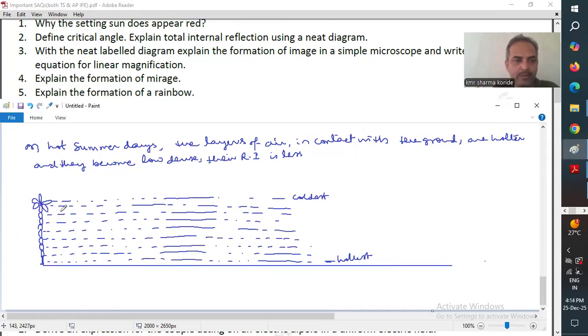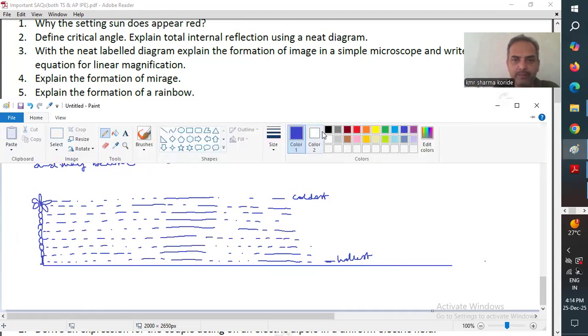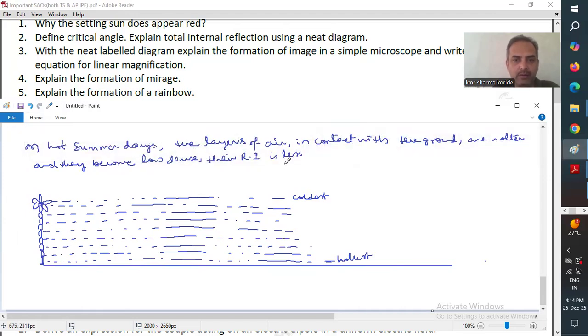So from the top of the tree, let us say light is coming from the top of the tree. Light is traveling from denser medium to rarer medium. You all know that when light travels from denser medium to rarer medium, it bends away from the normal. So it bends further away from the normal, and there is a chance for the angle of incidence to increase, like this, until it exceeds the critical angle.